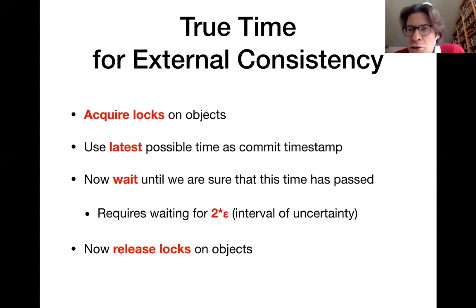because then we are absolutely sure that at the time of our commit timestamp, we actually did have the locks on all the relevant objects, and therefore no other transaction could have obtained the locks or obtained a commit timestamp which is inconsistent with that.